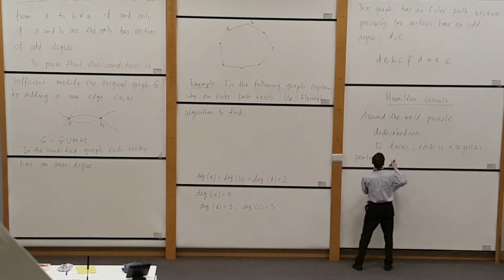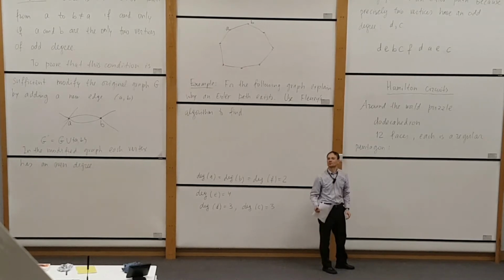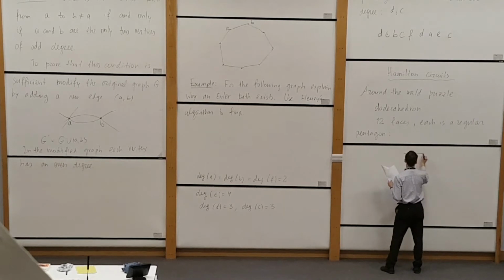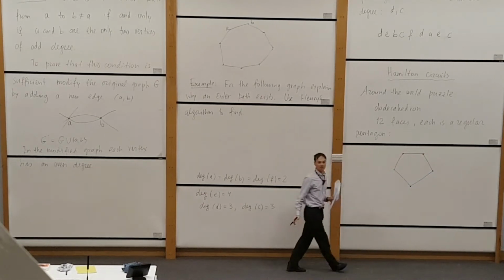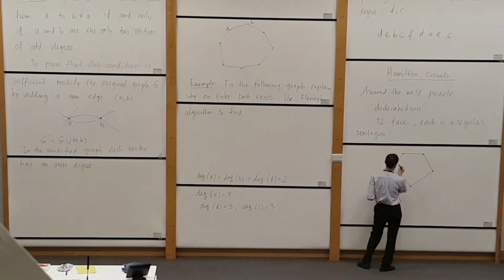So regular pentagon. I wouldn't try to draw a 3-dimensional dodecahedron, but I can draw a pentagon, which is a single face. So it has 5 sides, and they're supposed to be all equal. Right? I couldn't draw them maybe quite equal, but they're supposed to be all the same.